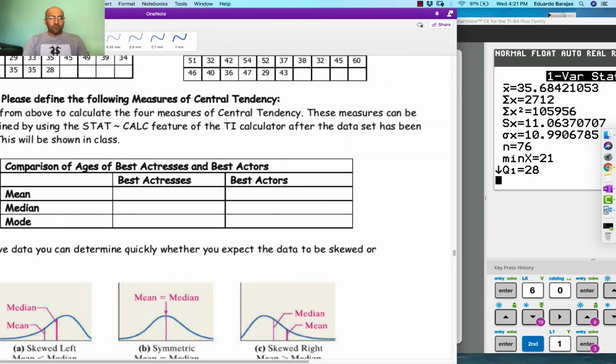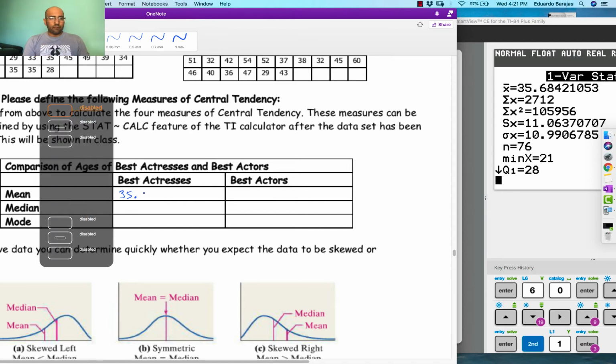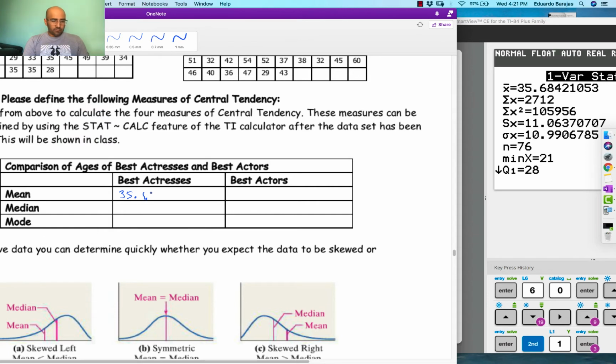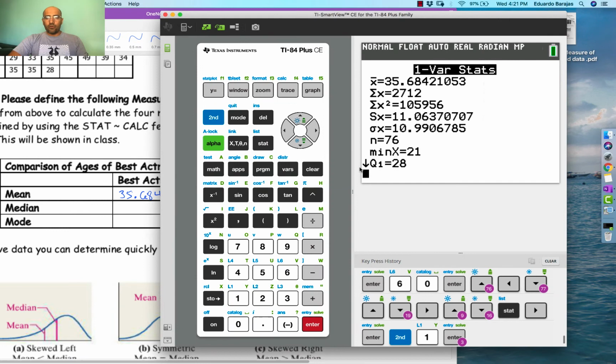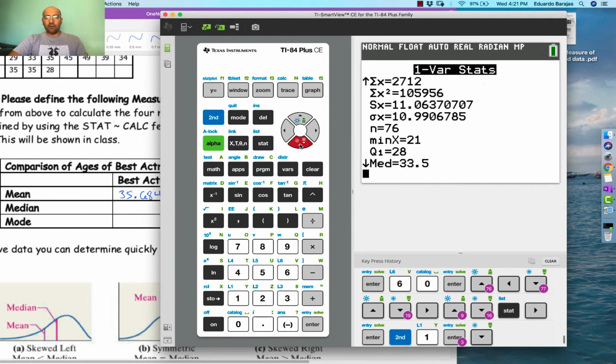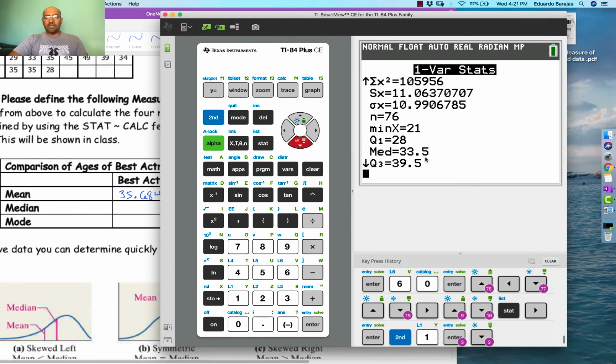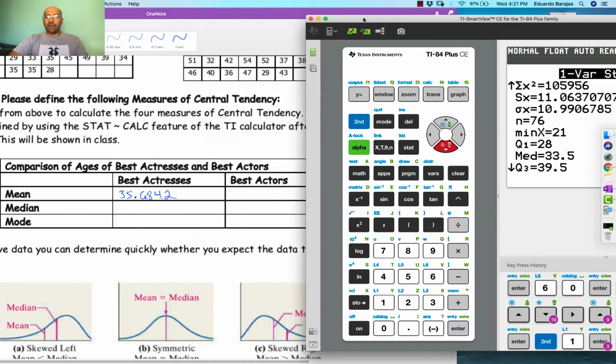Okay, so for the actress, let's put it in blue, that's fine. The mean is 35.6842. And to get the median, remember that once you get your output this way, you can use this arrow. You want to go down there. So use these arrows and go down, and then there it is. The median was 33.5.